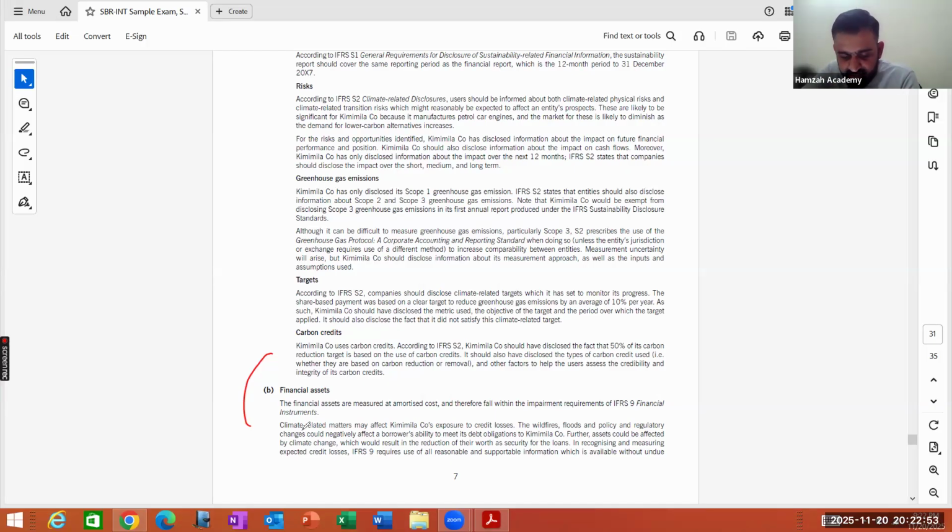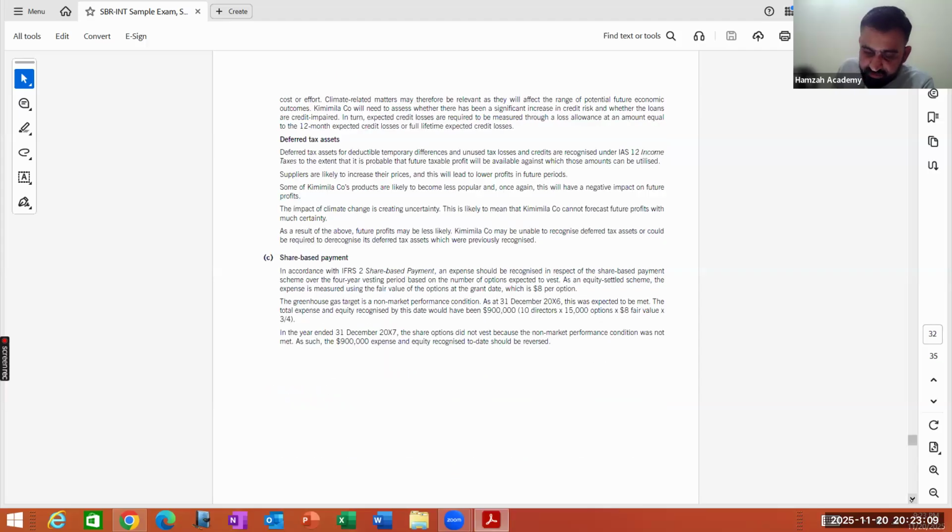So, recognizing and measuring expected credit losses. The 12-month expected credit loss we normally record. It may trigger calculating or recording the lifetime expected credit loss allowance, or maybe it may require recording the impairment on financial assets. So you may have to replace your 12-month expected credit loss model with the lifetime expected credit loss model.